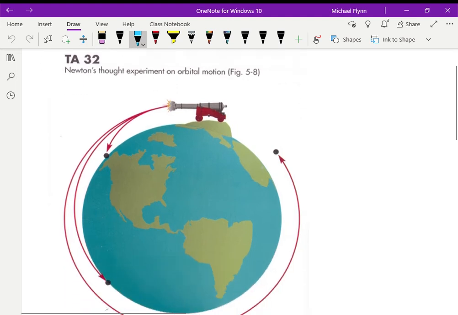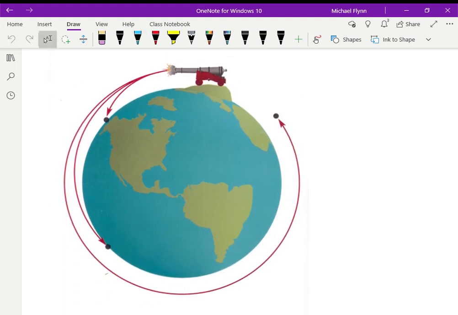Now, I wanted to mention this to you. How does gravity explain satellites? Now, a satellite is anything that orbits something else. So the moon is Earth's natural satellite. Does that make sense?